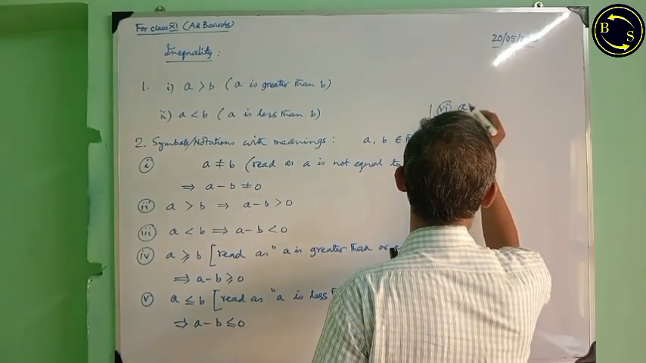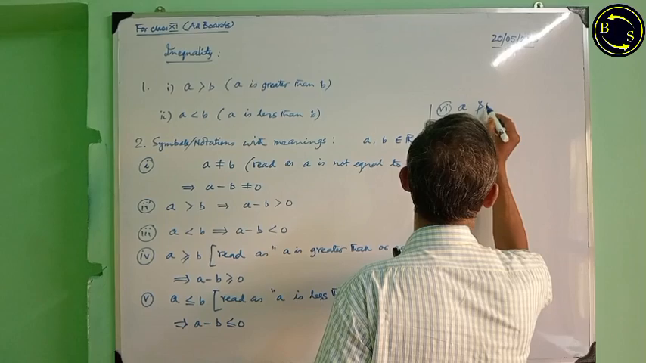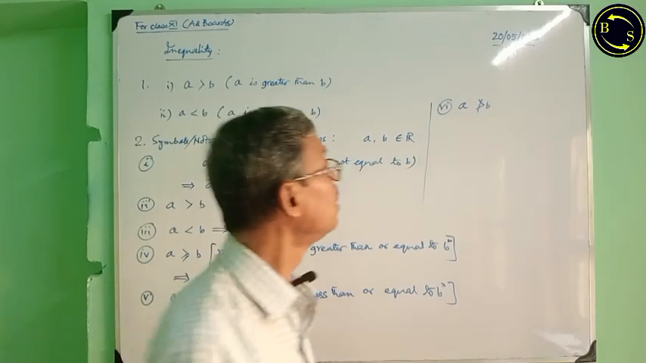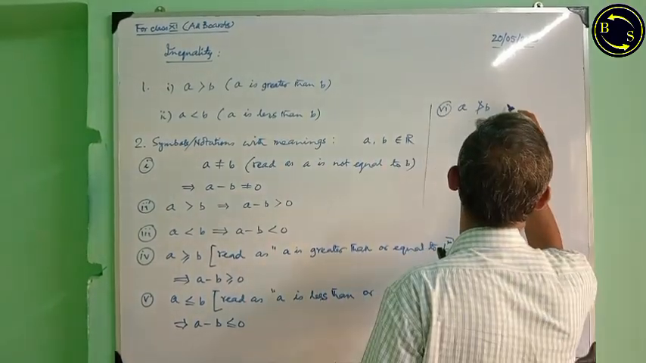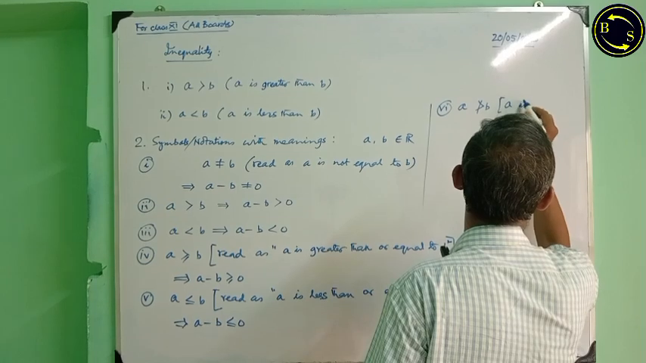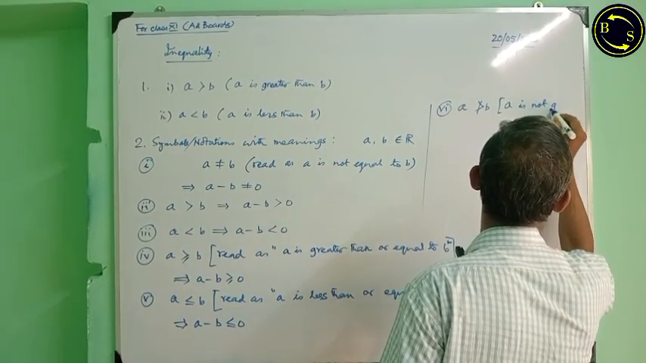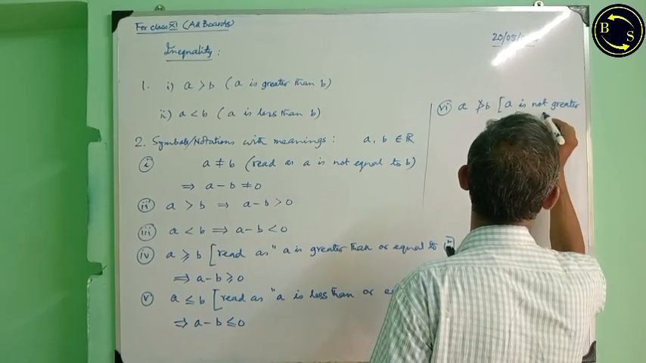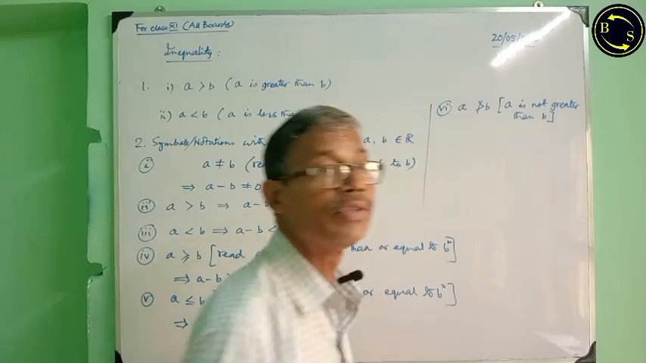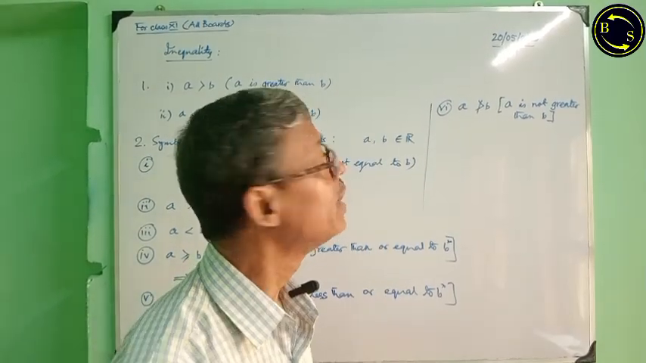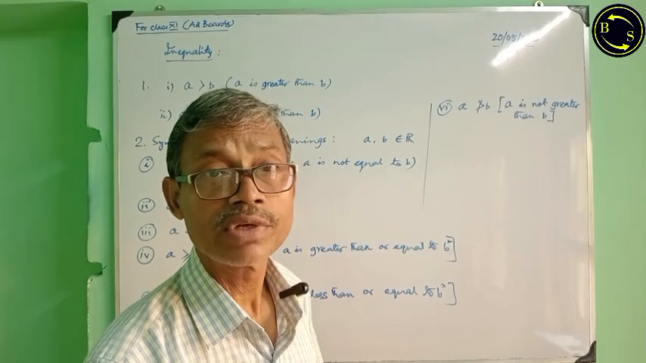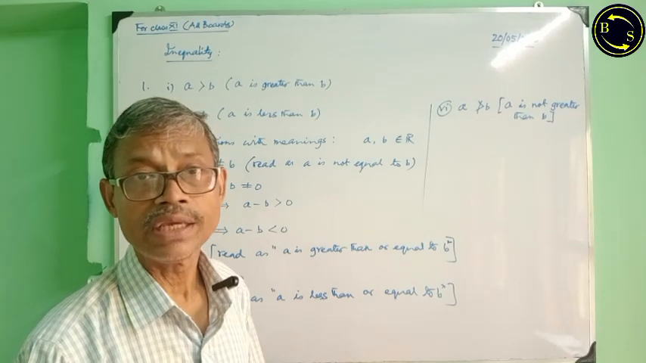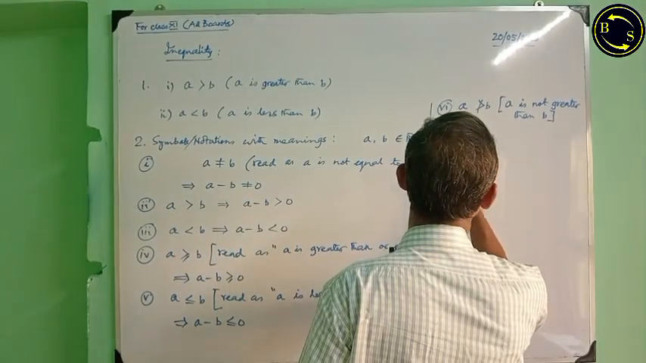Next, A is not greater than B. Therefore, the meaning of this, A is not greater than B, is that the relation between them will be A less than or equal to B. Therefore, these two are equivalent.